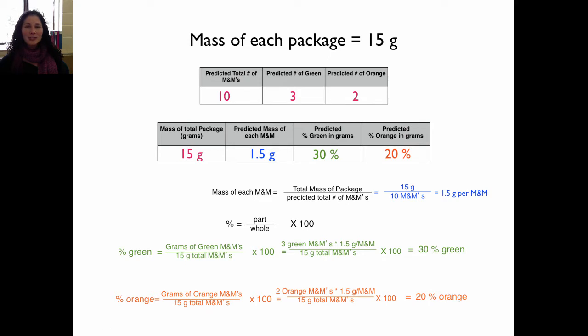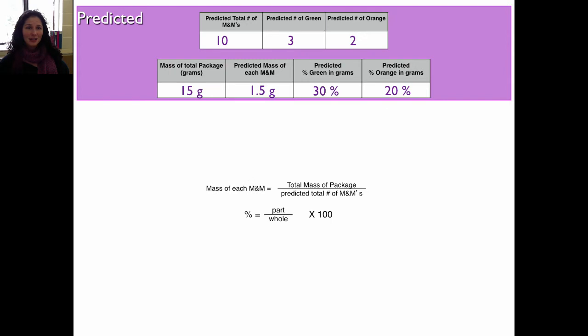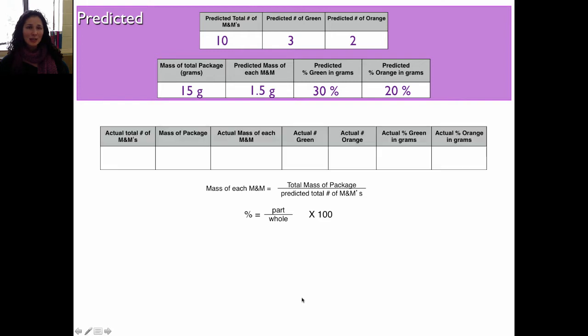So these are my predicted values. Remember that these would be similar to a theoretical or a literature value. They're what I would expect, but not my actual data. My predicted values are now in the purple box. And the next thing is to calculate my actual values. So I'm going to now open my package of M&Ms, do my actual calculations, and fill it into this next box.